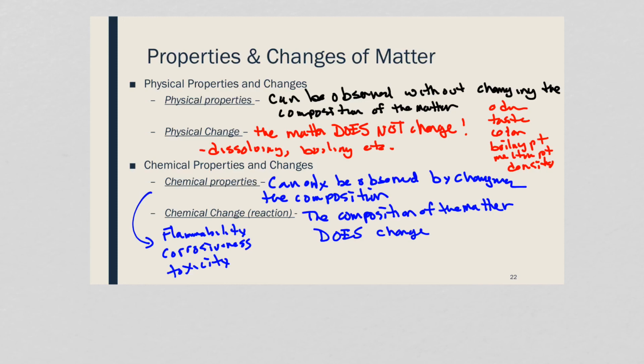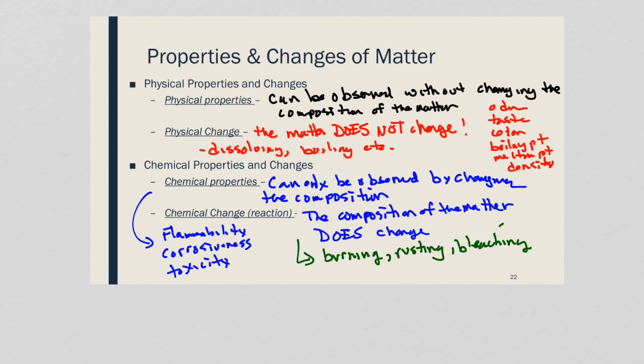So, chemical changes, some examples that we might run across are things like burning, or what we're going to call combustion, and rusting, which is an example of corrosion, and bleaching. Right? These are just some basic examples of chemical reactions that you might be familiar with. And these are all going to involve chemical change, right? The composition of the matter is different at the end than it was at the beginning.